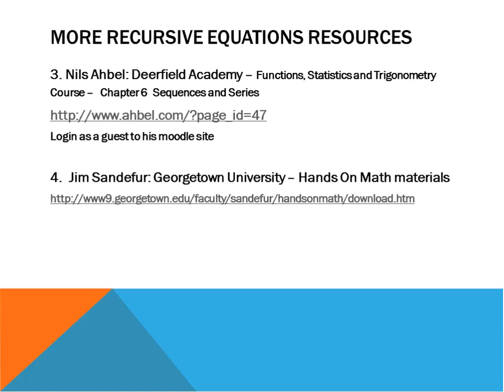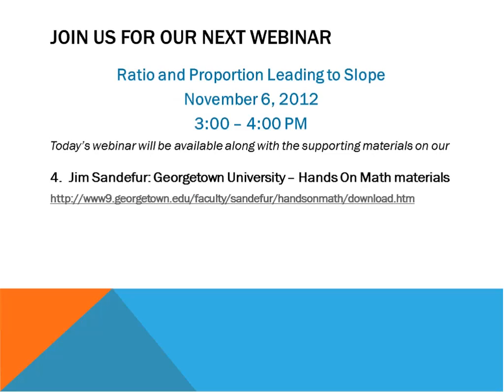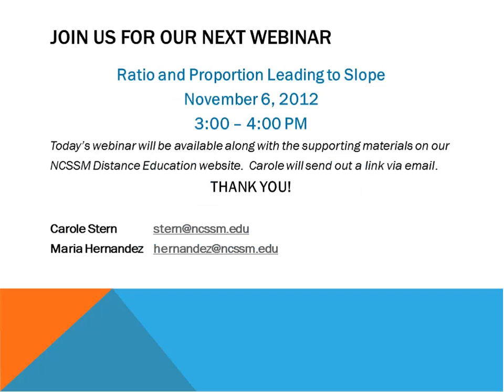Niels Abel is a teacher at Deerfield Academy, and he has written materials that are free for his functions, statistics and trig courses. He uses Excel, he uses Fathom, and he's got little videos on how to do things, all up on his Moodle site, and you can just log in as a guest. And then Jim Sandifer is a great resource. He's at Georgetown University, and has a lot of great materials through his hands-on math. Sometimes you have to ask him permission to use his materials, but he's always happy to share his stuff with high school teachers.